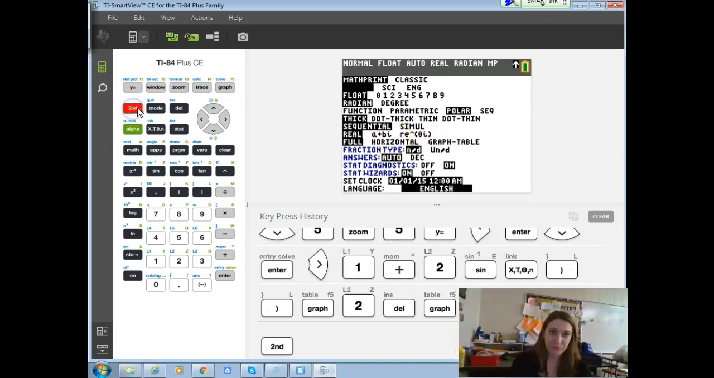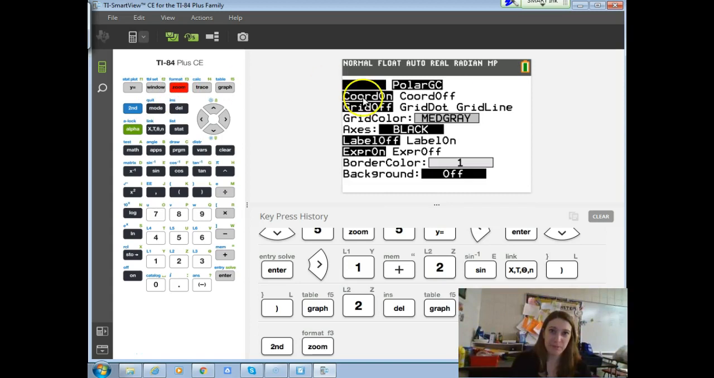And after that, I want you to go to Format, and you don't have to change all this stuff, but I'm going to turn on my polar coordinates. It's up to you if you want to change anything else as far as colors, but turn on the polar coordinates so that when we hit trace it'll give me the polar points instead of the rectangular points.